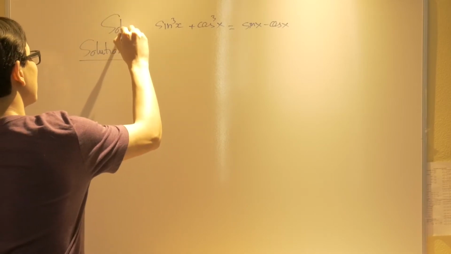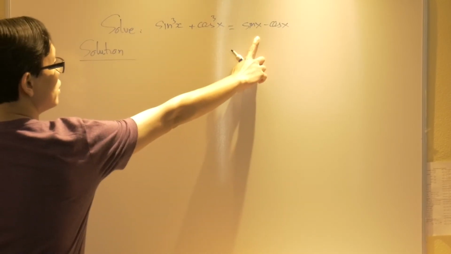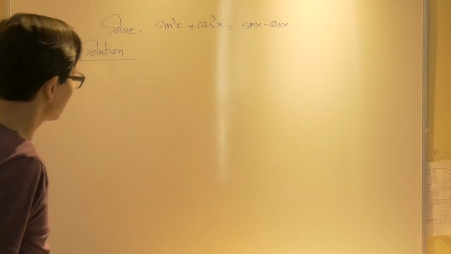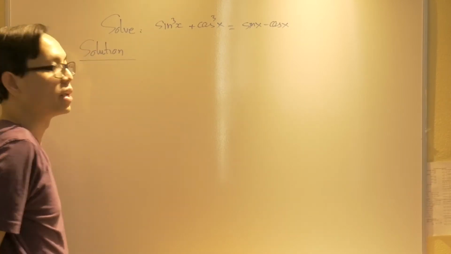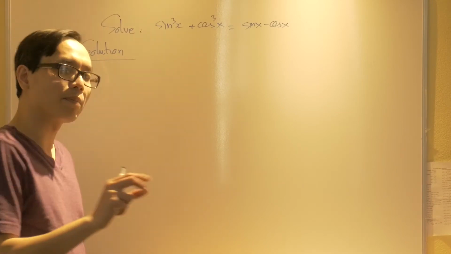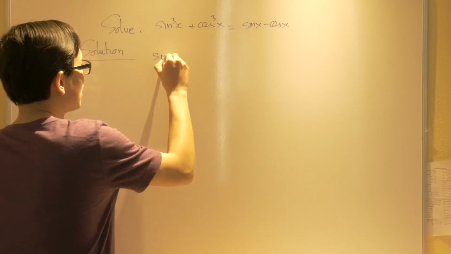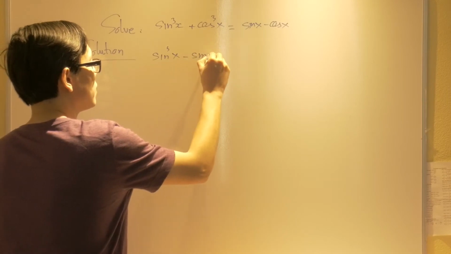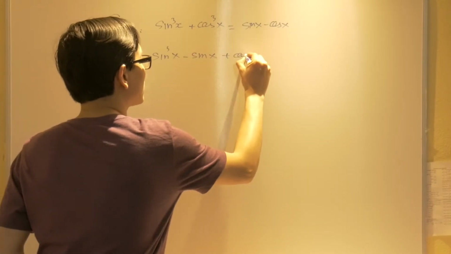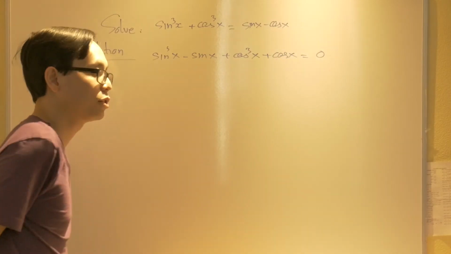I see that this is sine cubed and this is sine, right? So maybe we can factor somehow, but in order to factor those, we need to bring them together, right? I'm not really sure this will work, but we have to try. Sine cubed of x minus sine of x, so I bring everything to the left, plus cosine cubed of x plus cosine x equal to 0. So I bring everything to the left hand side.